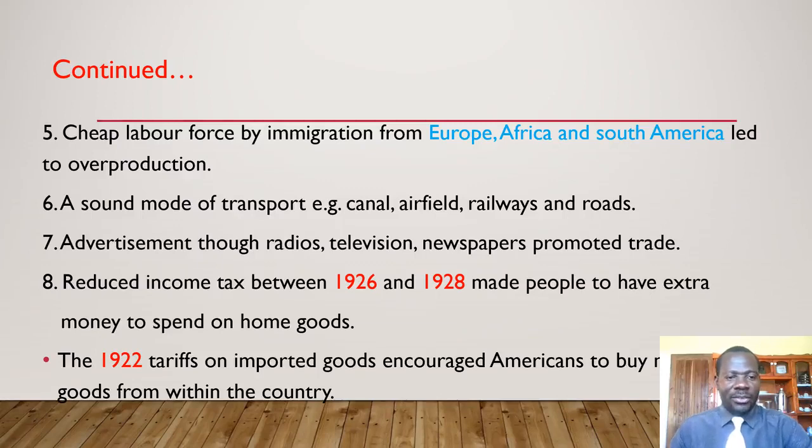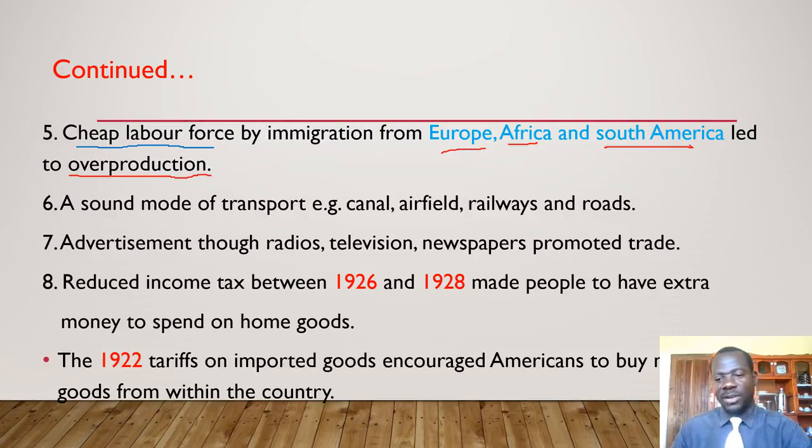Further, a factor for the economic boom in the USA was a cheap labor force. The source of this labor force was the migrants. Migrants from Europe, from Africa, and from South America. These ones led to overproduction.